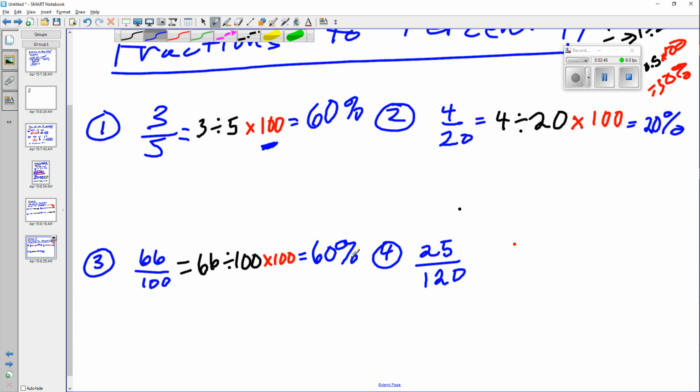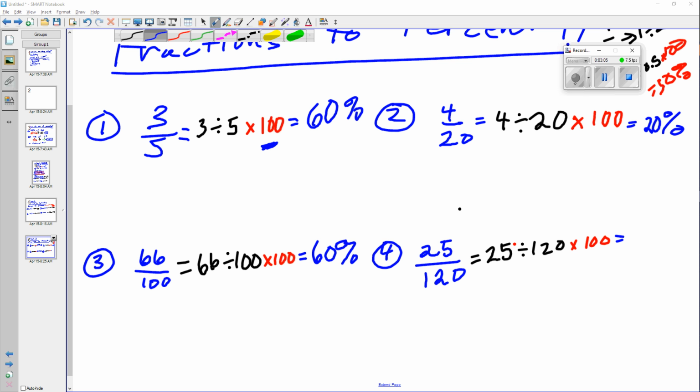Now let's do the last one. So we have 25 divided by 120. Let's go. Pause the video and we'll do the problem together. So that's 25 divided by 120 times 100. And then we should get an answer.